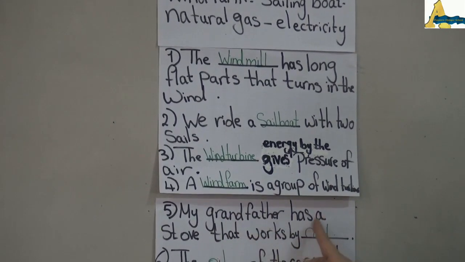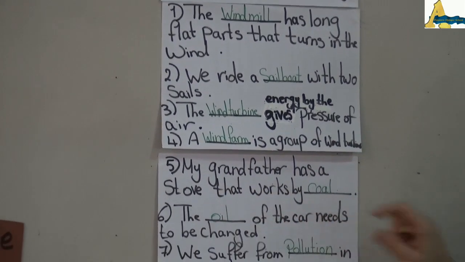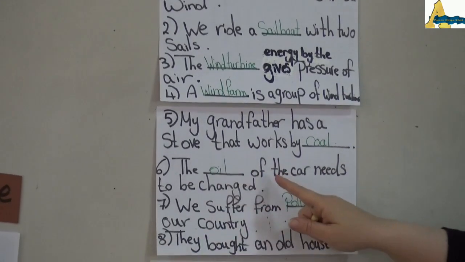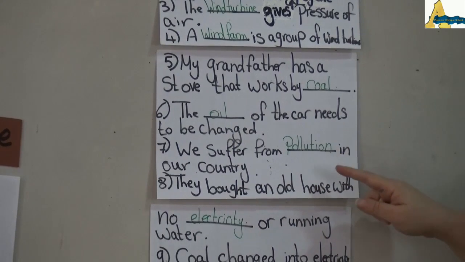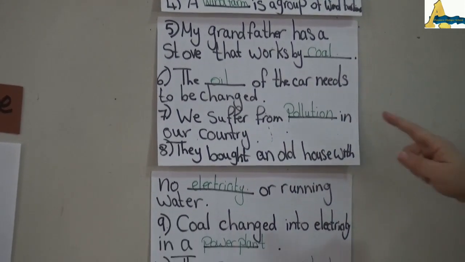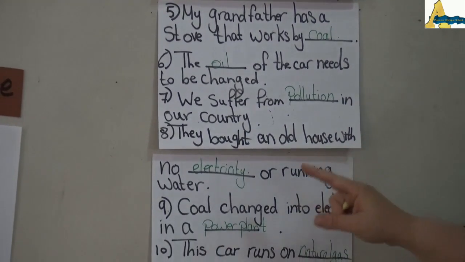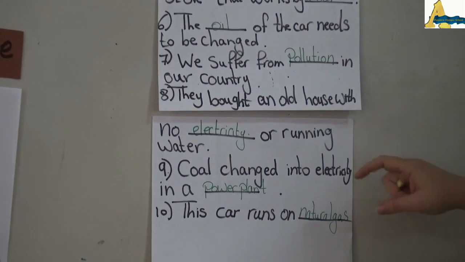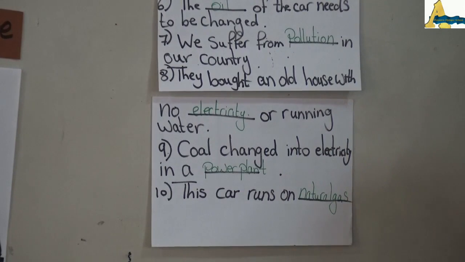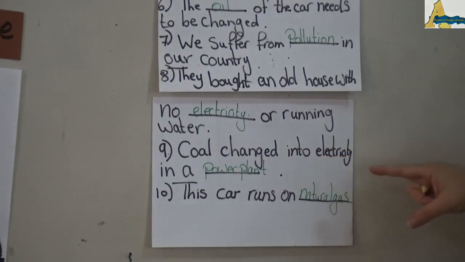My grandfather has a stove that works by coal. The oil of the car needs to be changed. We suffer from pollution in our country. They bought an old house with no electricity or running water. Coal is changed into electricity in a power plant. This car runs on natural gas.